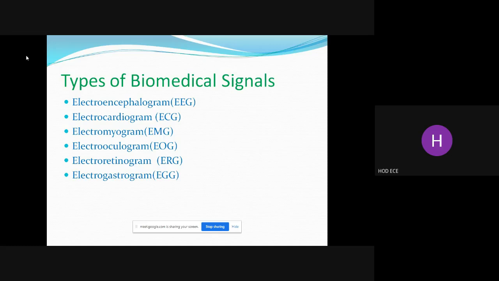Next, electrooculogram and electroretinogram both correspond to the retina functions. And electrogastrogram gives the functioning of the various nerves within the stomach. These are the various types of biomedical signals, and I'm going to discuss ECG and EEG in this session.